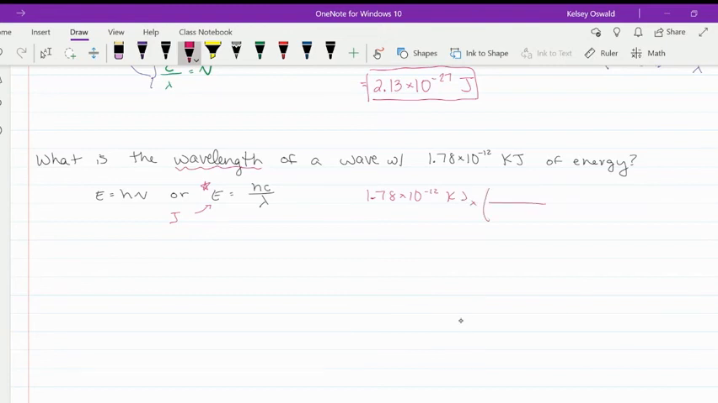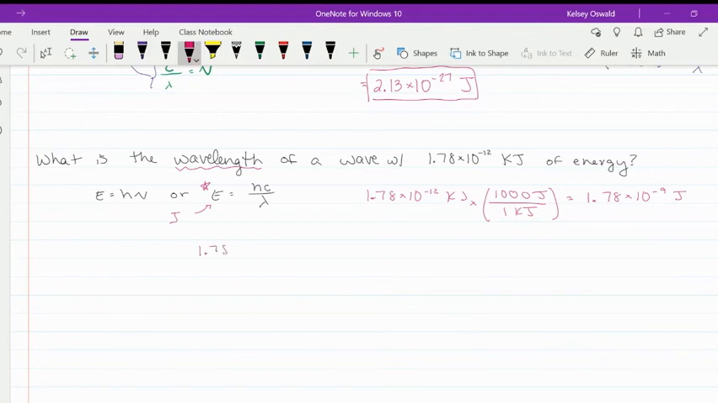So we remember that for every 1 kilojoule, we're going to have 1,000 joules. So we plug this in our calculator. We have 1.78 e to the negative 12 times 1,000. We'll find that this wave will have 1.78 times 10 to the negative 9th joules of energy. Okay? Now that we've converted it into joules, we can solve it for our equation.